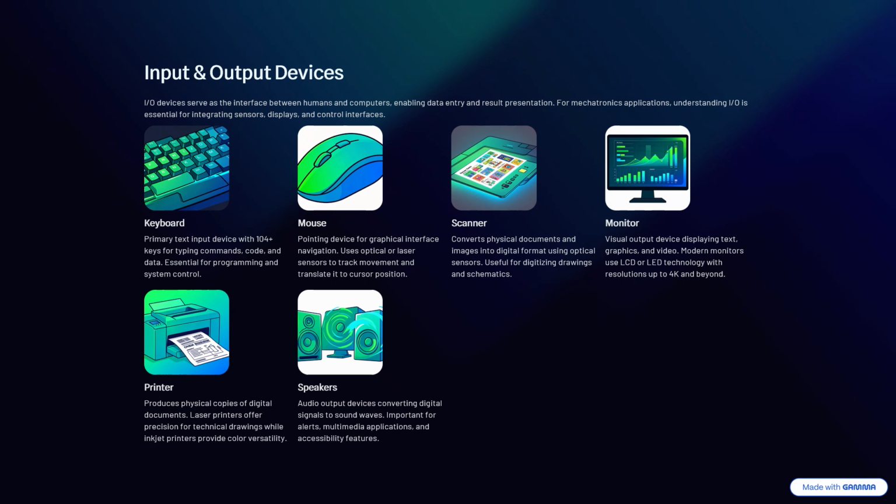After that, we talk about the monitor, the visual output device that displays text, graphs, and video. Modern screens use LCD or LED technology with resolution reaching 4K and beyond. After that, we talk about the printers. This produces physical copies of digital documents. Laser printers offer precision for technical drawings, while inkjet provides color versatility.